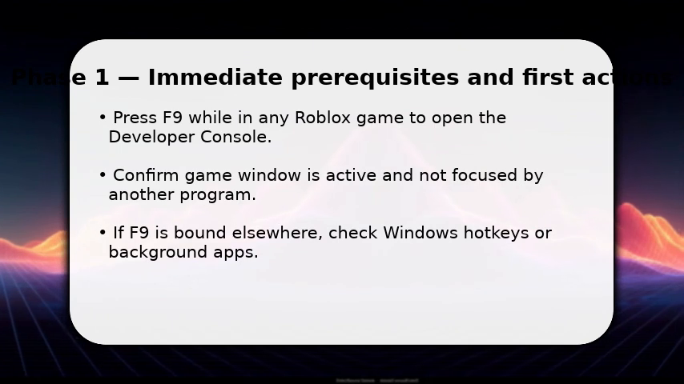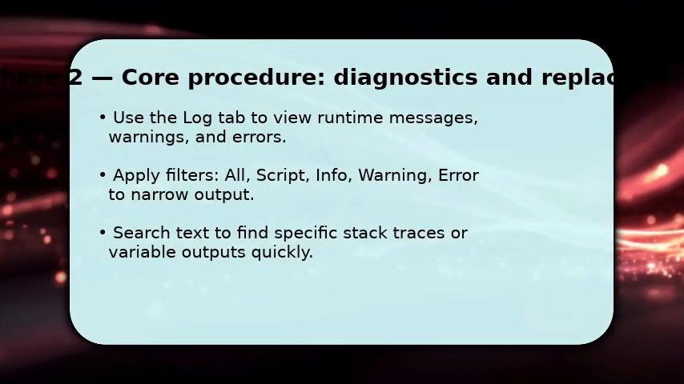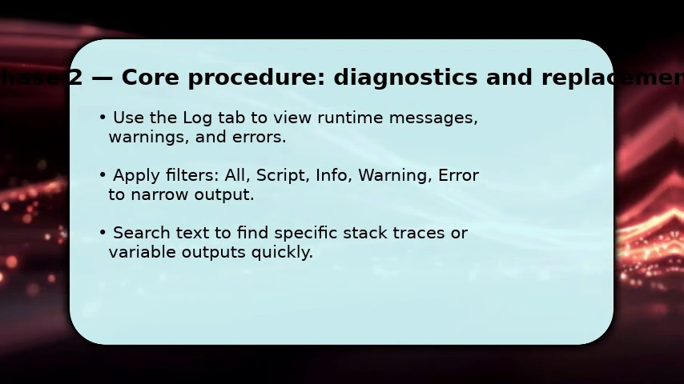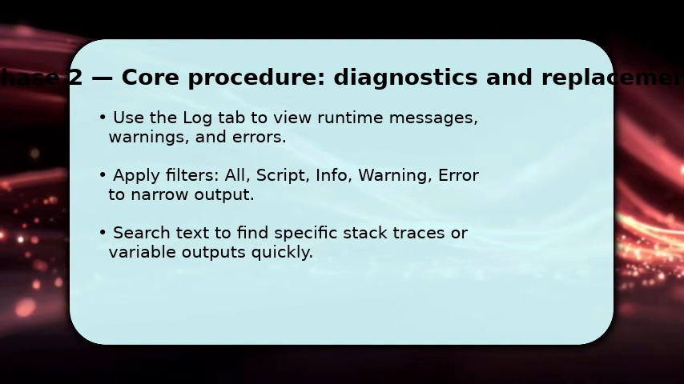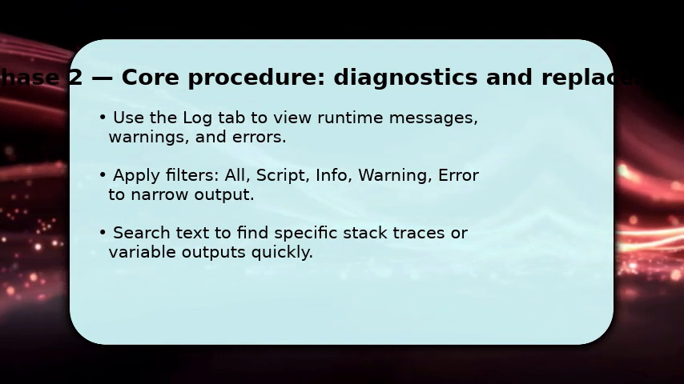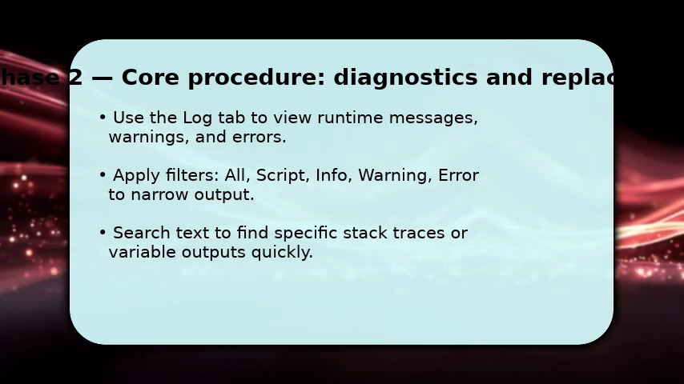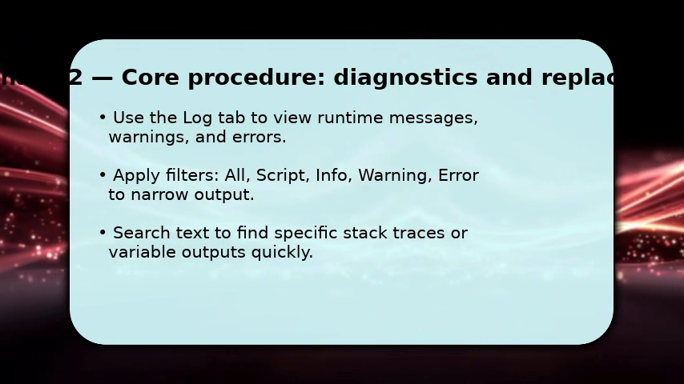Once the console is visible, go to the Log tab and read the latest entries. You want to identify errors versus informational messages. Use the filter buttons to isolate script or error messages so you're not sifting through noise. Then use the search box to jump to a specific function name or variable. This speeds debugging by orders of magnitude. Make sure timestamps and stack traces are expanded so you can trace the exact script.